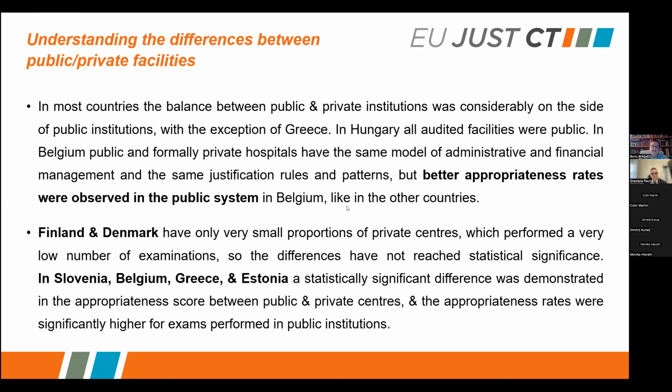And then Finland and Denmark had only a very small proportion of private centers, which performed a very low number of examinations. So the differences there haven't reached statistical significance. So in Slovenia, Belgium, Greece, and Estonia, a statistically significant difference was demonstrated in the appropriateness scores between public and private centers, and the appropriateness rates were significantly higher in public institutions.